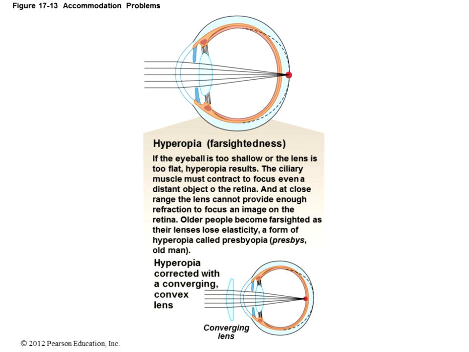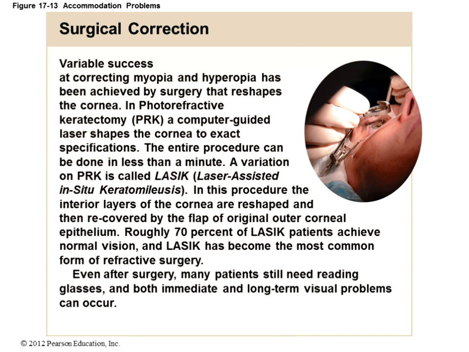Hyperopia, which is farsightedness, is another fairly common type of accommodation issue with vision. The eyeball can be too shallow or the lens too flat. You're going to overshoot the retina and it's not going to be focused directly. Oftentimes older individuals become farsighted as their lens loses elasticity, and so it's not able to focus properly. So again, a converging lens here is going to help adjust that focus so it hits directly on the retina.